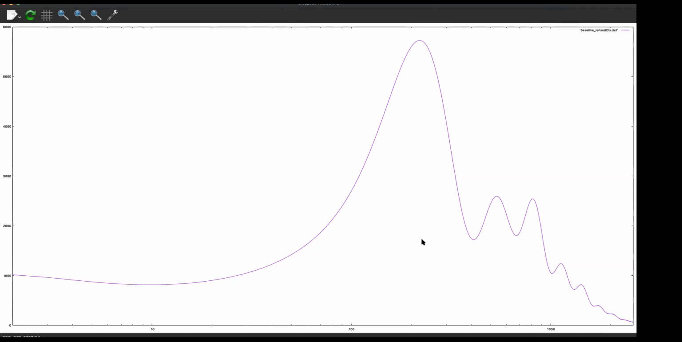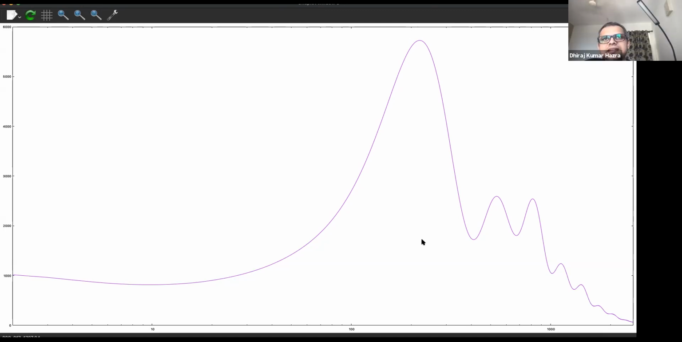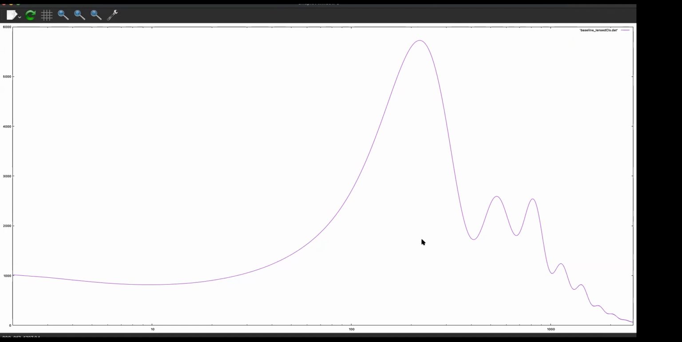But since you have one map, you only have limited scope to average it. Right, of course.